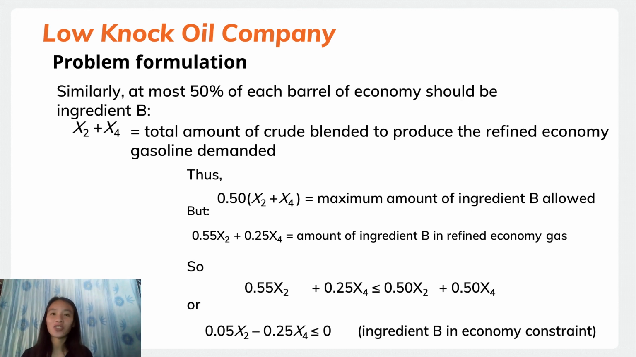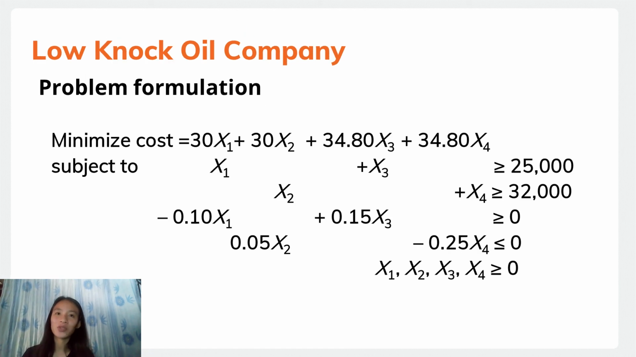So this slide shows the computation of ingredient A in the regular constraint. And this slide shows the computation of ingredient B in the economy constraint. The objective of this problem is to minimize the cost, which equals the sum of $30 x sub 1 plus $30 x sub 2 plus $34.80 x sub 3 plus $34.80 x sub 4, and it is subject to the following constraints.